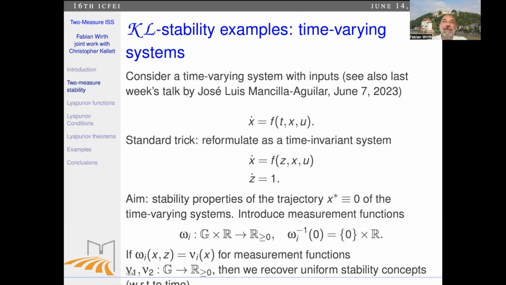So if we talk about two-measure stability, we essentially include large sets of discussions of the stability properties of time-varying systems. Just note that the unpleasant thing is that the 0 level set of the measurement functions will not be compact. And that is really maybe one of the points of this talk. Compactness or non-compactness of these level sets is really what makes life easy or hard.